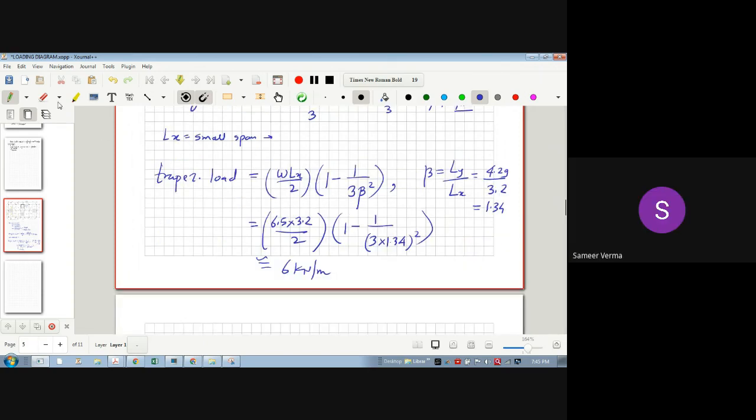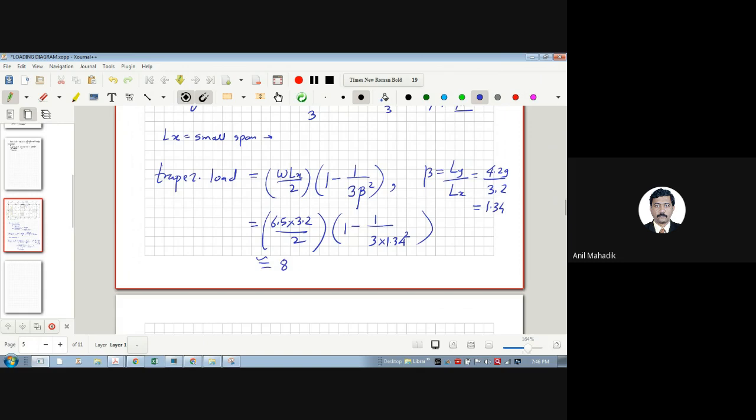There is a doubt, sir. Is the 3 inside the square bracket or outside? In the formula it is 3 beta square, but in this it is 3 into 1.34 whole square. So it's outside. Sorry. No, it is outside. So then it is like this, 3 beta square. One. How much has it come to? 8.5.